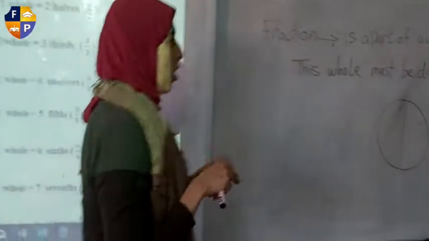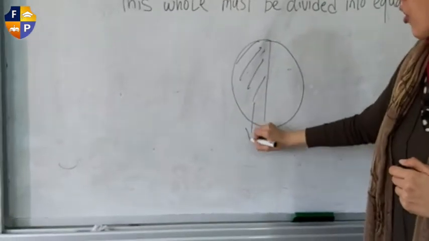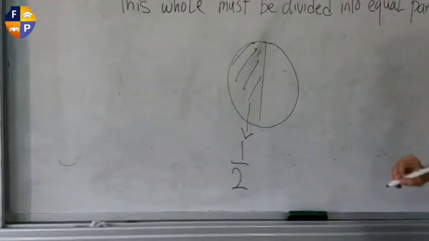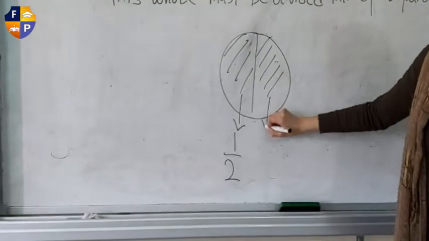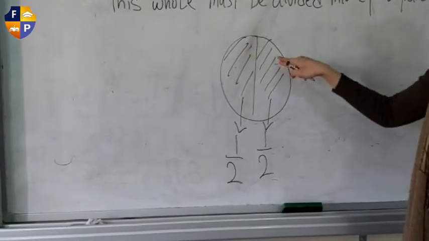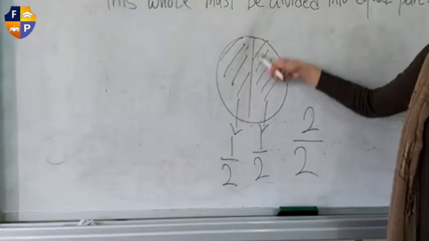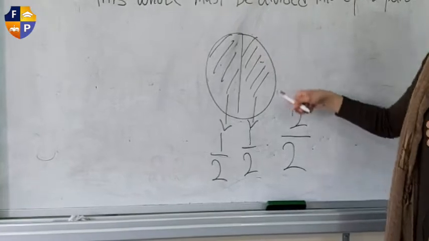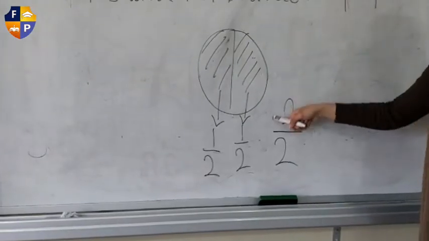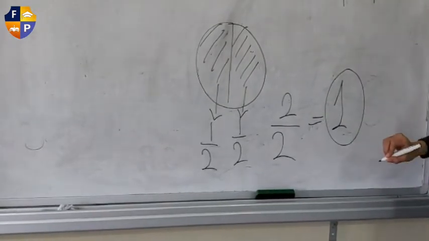I said before, fraction is a part of a whole. Whole means one whole. Look at this circle. If I take 1/2, so I take 1 over 2. If I take another half, so I take 1 over 2. So I take the 2 halves, so I take 2 over 2. I take the first half, and then I take the second half, so I take 2 halves. So 2 over 2. This means I take one whole.